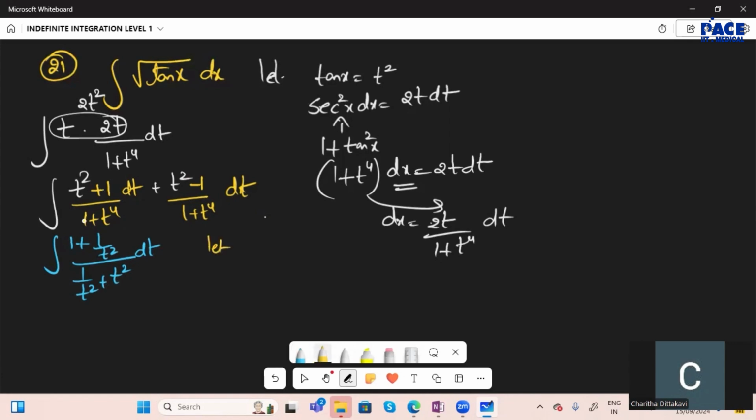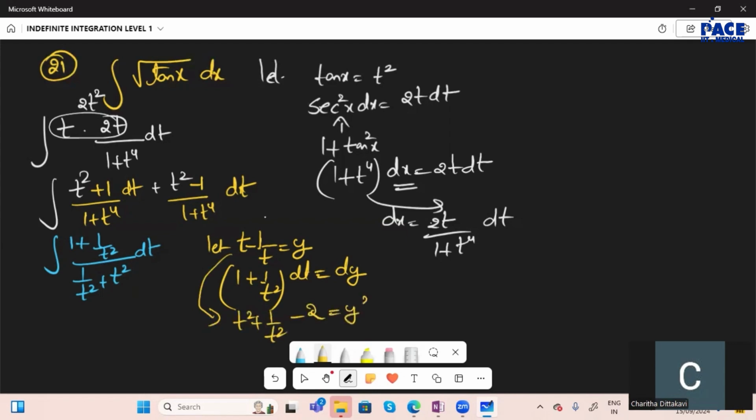Let t minus 1 by t equal to some y you consider. Then differentiation gives 1 plus 1 by t square dt, which is nothing but equal to dy. That replacement is what is needed. Again, squaring on both sides: t square plus 1 by t square minus 2 equal to y square.